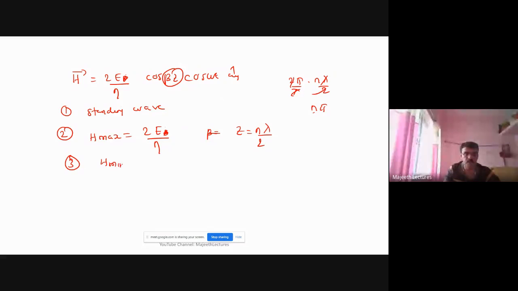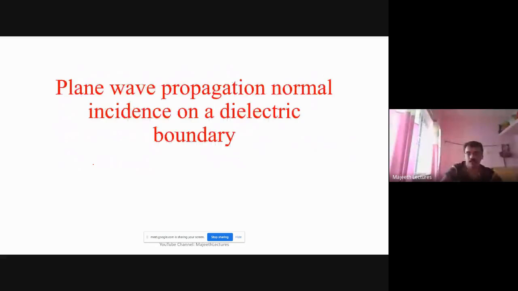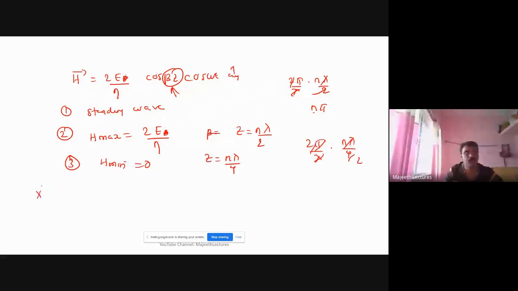Then H minimum is equal to 0. Cos will be 0 when the angle is pi by 2, so at z equal to n lambda by 4. Why? You put beta, which is 2 pi by lambda, times z, n lambda by 4. Lambda cancels, it's 2 pi by 4 times n, so cos pi by 2 is 0, cos 3 pi by 2 is 0. So H minimum occurs at this point. So these are all things we must know. And another thing we must know is this very, very important formula.